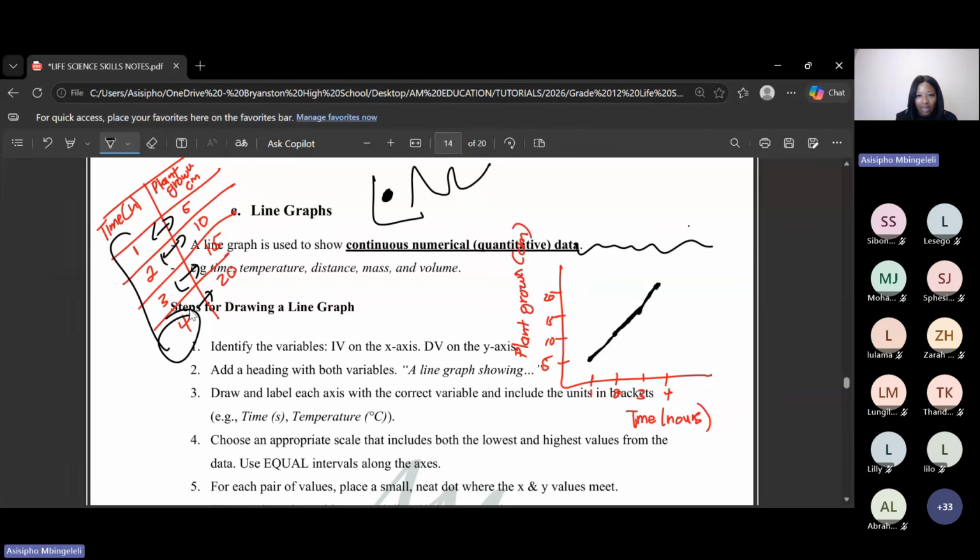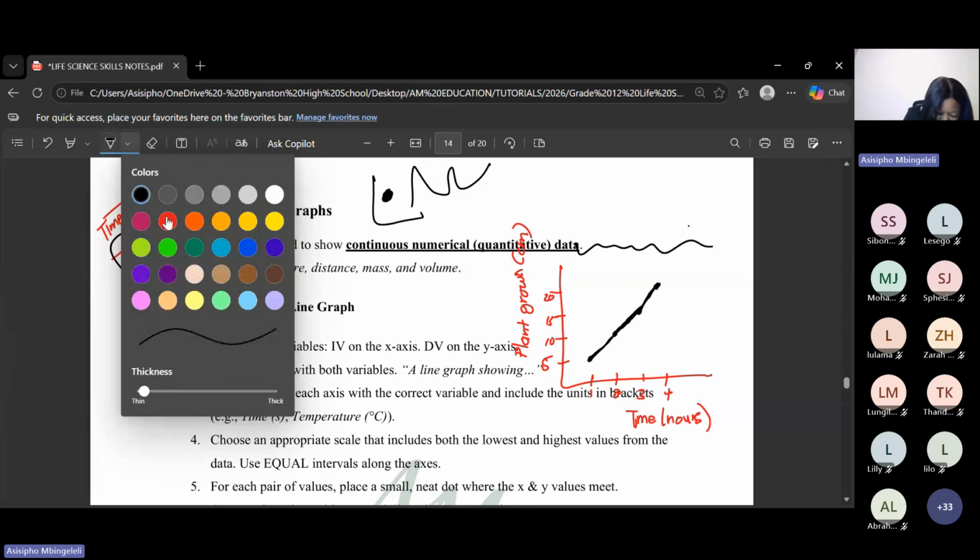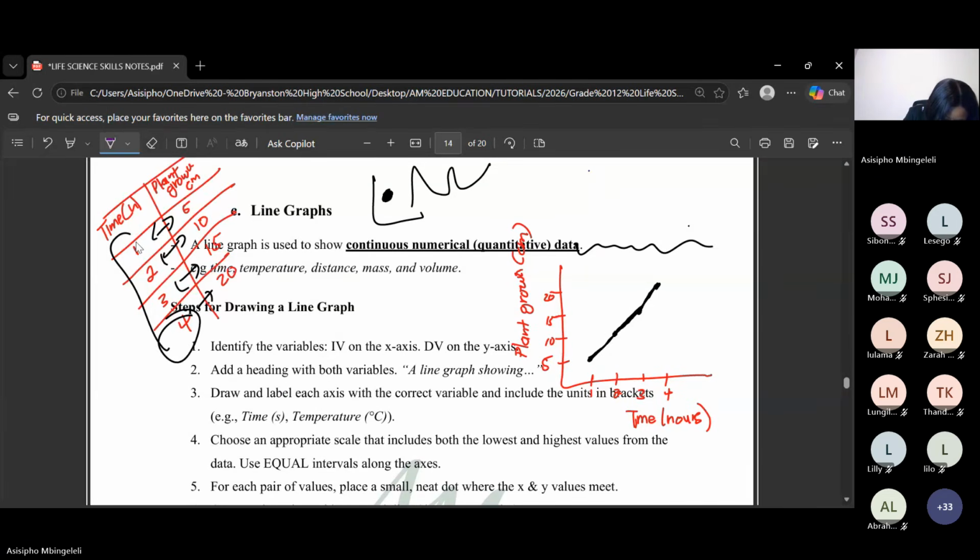Now, I'm going to say something. If, for example, I'm going to use a different color here, the time was 0 and the plant growth height was 5, this is important.